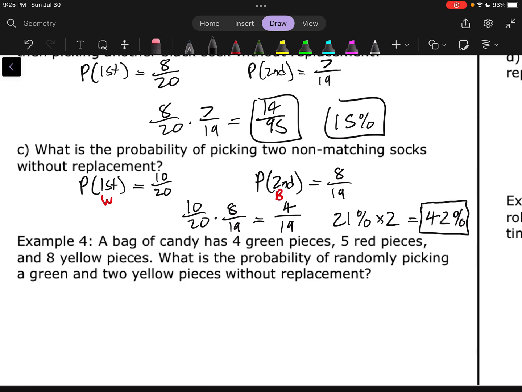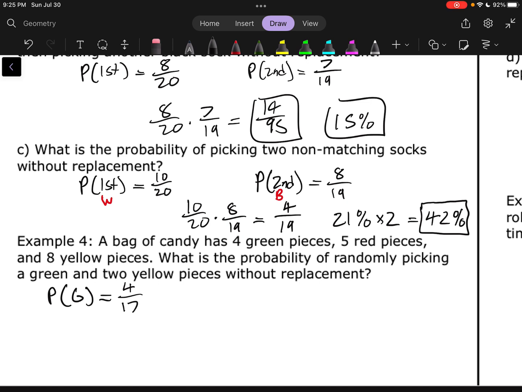This says, a bag of candy has 4 green pieces, 5 red pieces, and 8 yellow pieces. What's the probability of randomly picking a green and 2 yellow pieces without replacement? Okay, so let's start off with the probability of picking the green candy. There's 4 of them. And how many total pieces do we have? We've got 4, 5, and 8. That's 9 plus 8, that's 17.